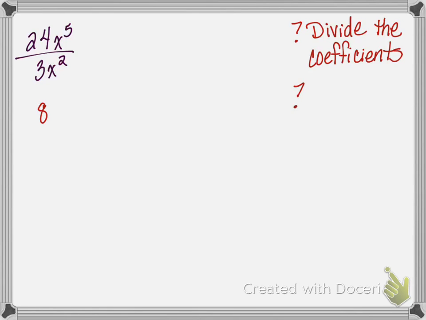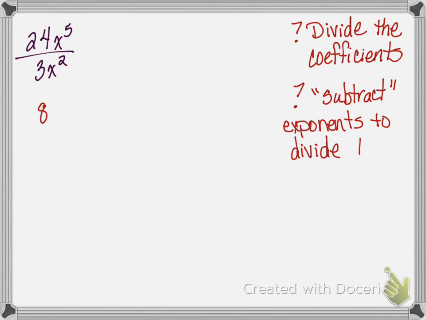Then I am going to use the subtract, which the quotient property allows me to do. I am subtracting exponents in order to divide the variable. So what I'm going to have is x to the 5th minus 2. And that leaves me x to the 3rd.